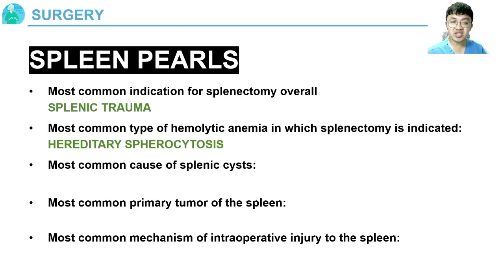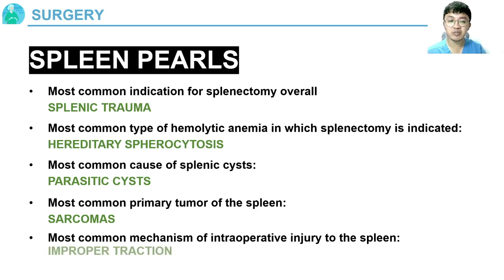The most common cause of splenic cysts is parasitic cysts. The most common primary malignancy of the spleen is sarcoma. And the most common mechanism of intraoperative injury to the spleen is improper traction, especially traction of the left upper quadrant. When you pull there, sometimes you pull the spleen also. So what happens is that the spleen will separate from the pancreatic tail, and the splenic hilum will be compromised. Okay? So the most common mechanism of intraoperative injury is improper traction.